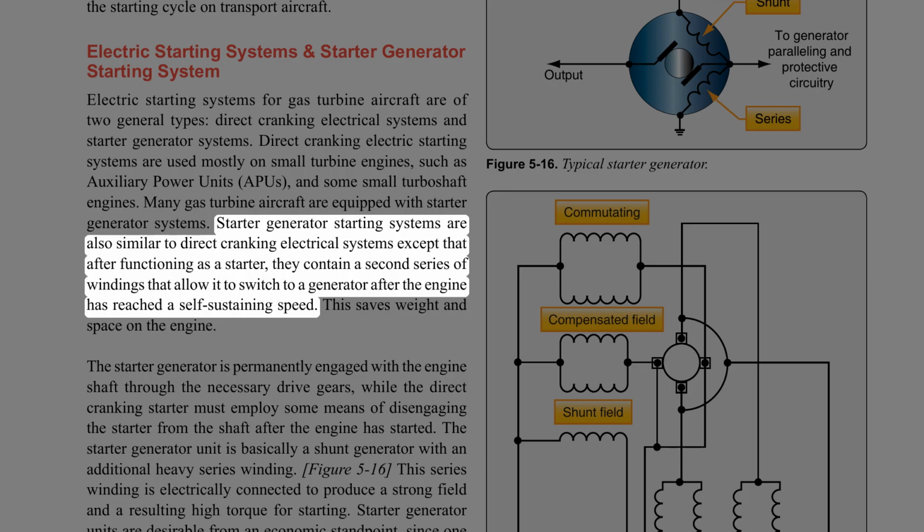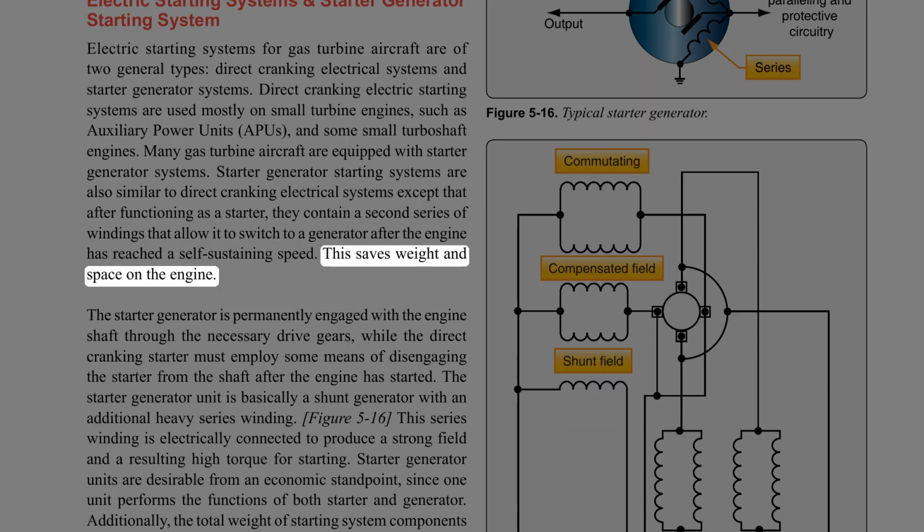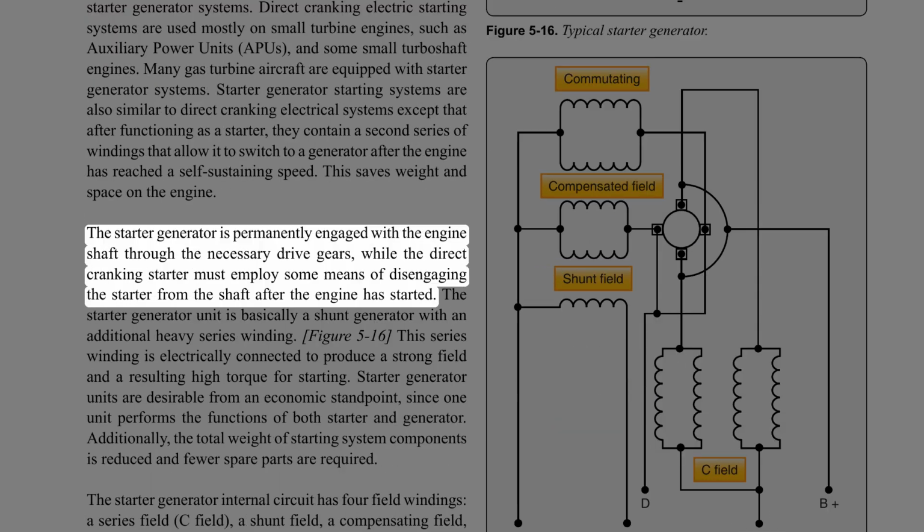Starter generator starting systems are also similar to direct cranking electrical systems, except that after functioning as a starter, they contain a second series of windings that allow it to switch to a generator after the engine has reached a self-sustaining speed. This saves weight and space on the engine. The starter generator is permanently engaged with the engine shaft through the necessary drive gears, while the direct cranking starter must employ some means of disengaging the starter from the shaft after the engine has started.